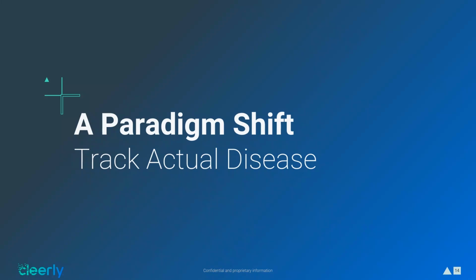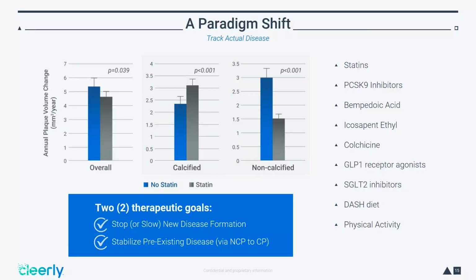I think if we can start to measure actual disease, then we should track actual disease to quantitative success, right? So this was based on a study that we had done. We had published, it was called Paradigm, a serial CT study in about 1,200 patients about 3 years apart. We treated about half of them with statins and half of them without. And what you saw on the left was that the statins do somehow slow the progression of plaque, but not by very much. You can see the p-value is 0.039, barely significant.